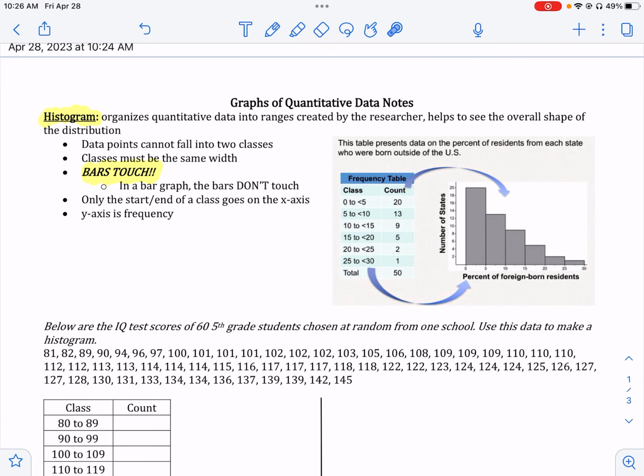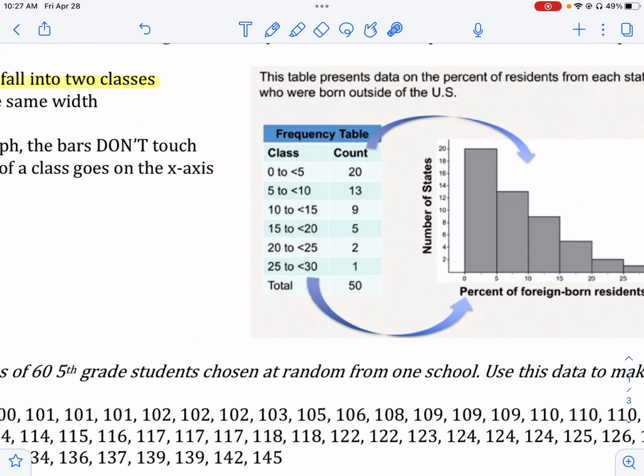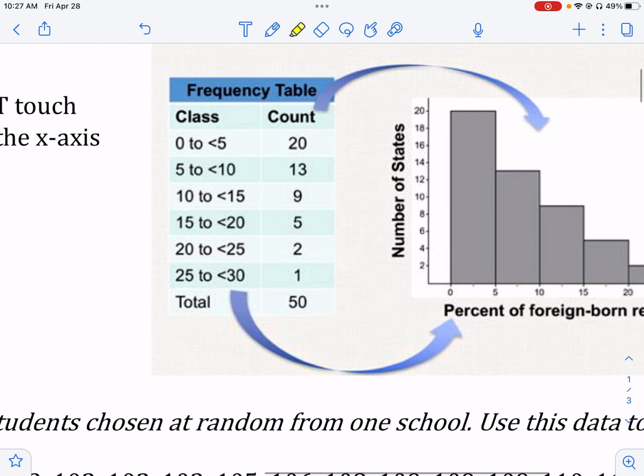So one of the things that go along with this is it's really important that we notice that our data points can't fall into two of these classes or bins. So we have to make sure that when we are creating these classes, it's impossible for a number to fall into two of them. What I mean by that, if we look at the example here, 5 is our border number. Well, the first class is 0 to less than 5. So any number that's between 0 all the way up to 5 would end up in this one. But as soon as we hit the number 5, it belongs in the next class.